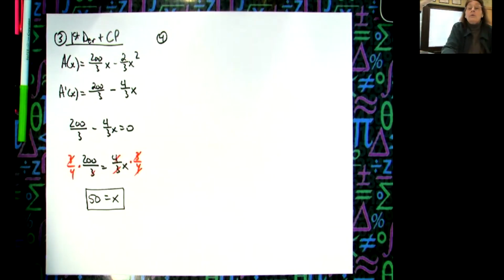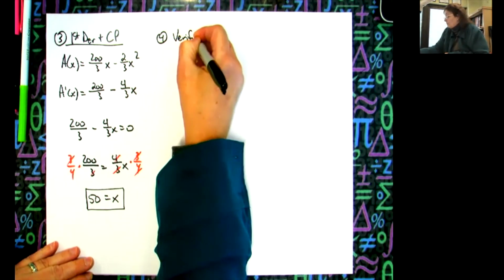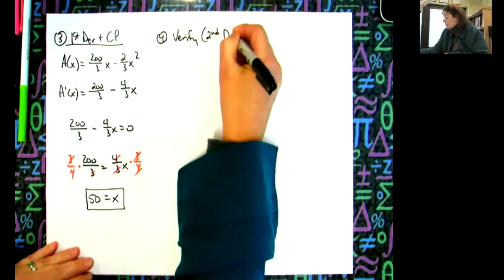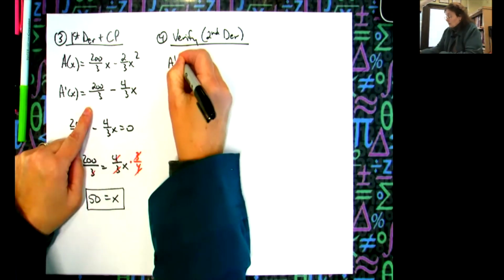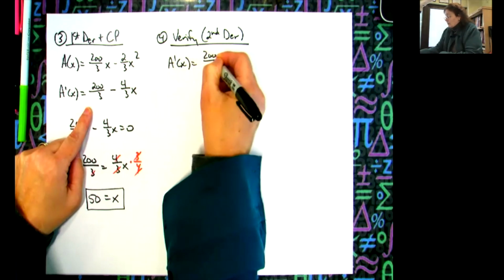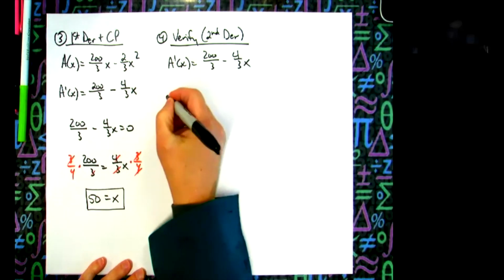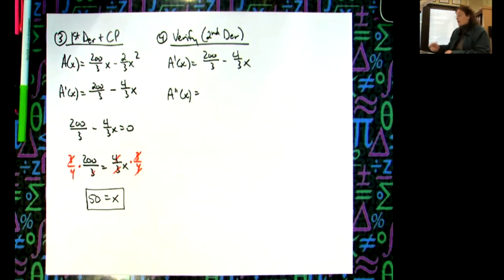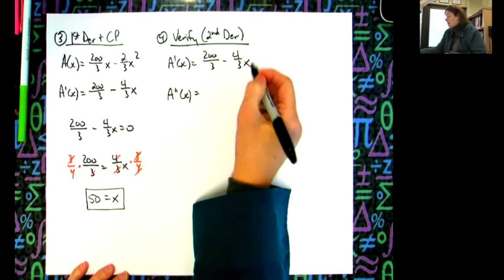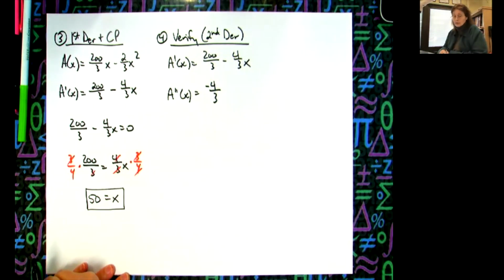So number 4 here, what was step 4? Step 5, verify. So we're going to verify with our second derivative. I'm going to go ahead and write the first derivative down again. So 200 over 3 minus 4/3 x. That just gives me something nice to look at right there. Now going to our second derivative, that 200 over 3 there is going to go away. Now this, what's it going to end up being? Just a negative 4/3.